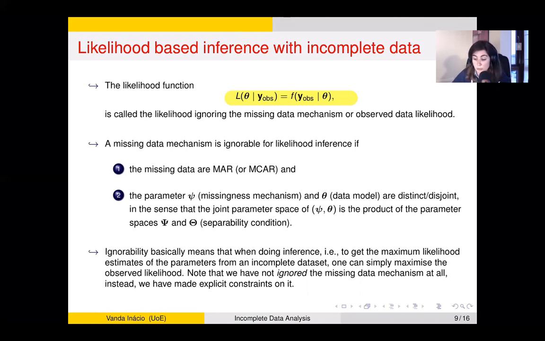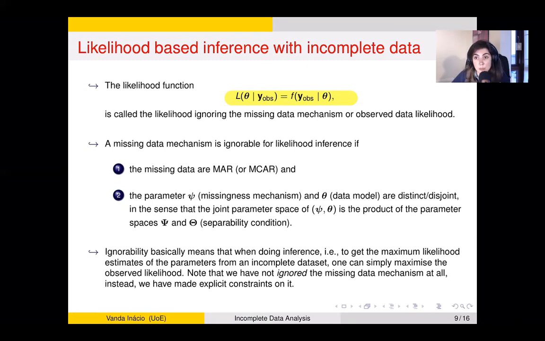And note that we are not ignoring the missing data mechanism, but instead, we have made assumptions about the missing data mechanism, correct? We have assumed that the missing data mechanism is missing at random or missing completely at random, and also that the parameters of the missing data mechanism are distinct from the parameters of our model of interest, of our model for the complete data.